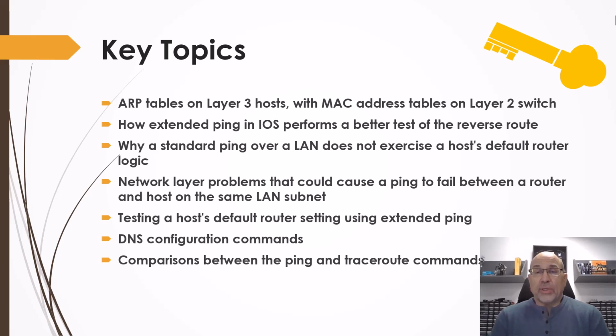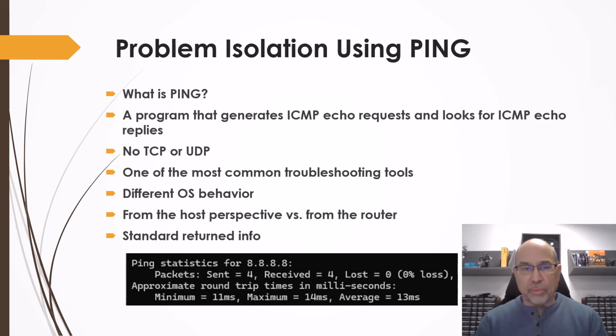And then, of course, we're going to do traceroute, problem isolation using ping. Ping has got to be one of the most popular troubleshooting tools that we have out there. We call it proof of life. But it is really a program that generates ICMP echo requests in the hopes of getting an ICMP echo reply. So it's also sometimes called the responder function. There is no TCP or UDP involved here. It's just an ICMP message encapsulated in IPv4 or v6 and then in Ethernet or 802.11.